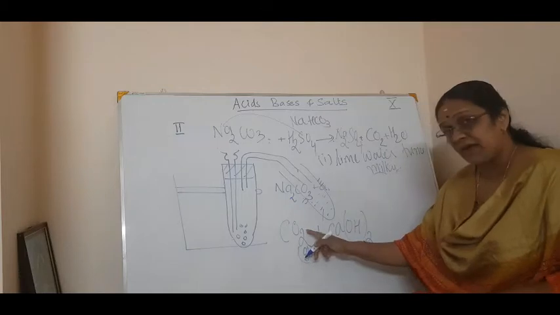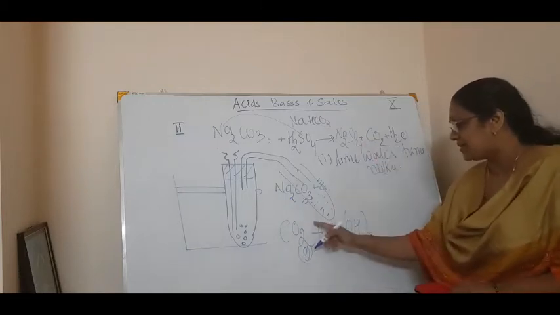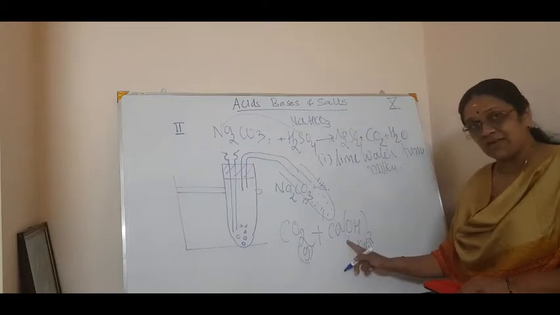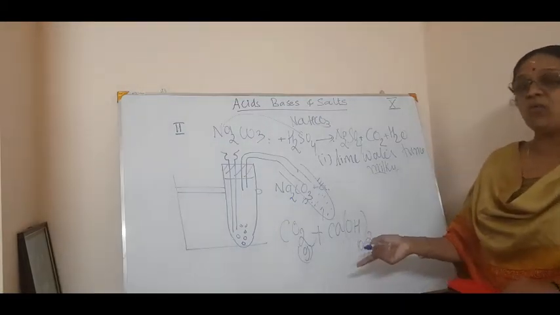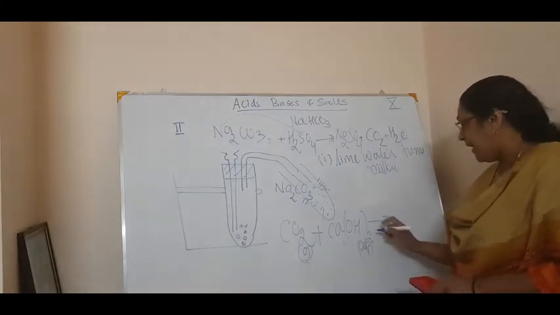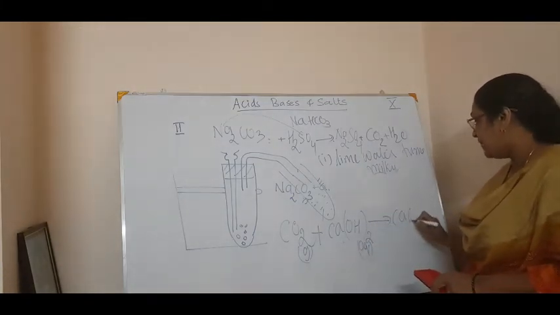Okay. So the evolved carbon dioxide reacts with the lime water, or calcium hydroxide. Calcium hydroxide is lime water. Now what is quicklime? Calcium oxide. Correct. Okay. Now what will happen? It will form calcium carbonate.